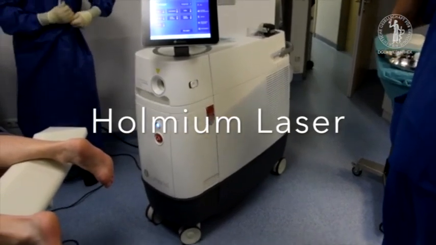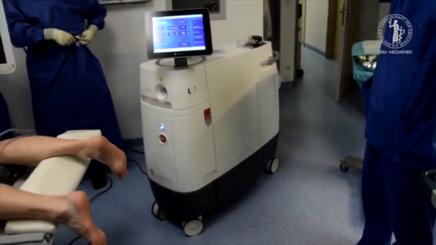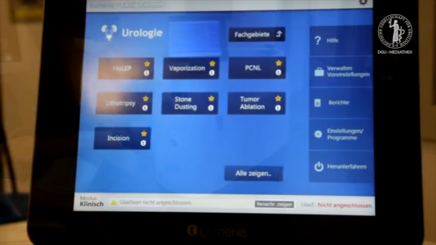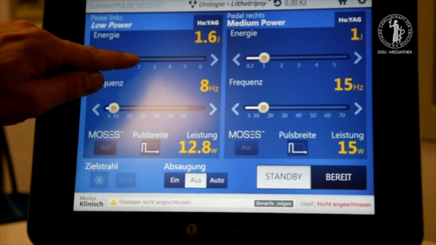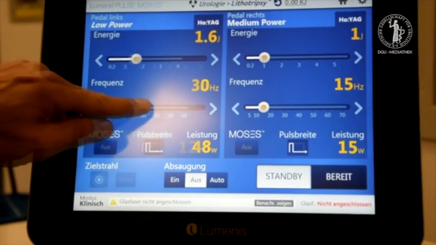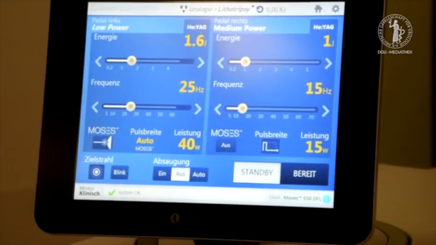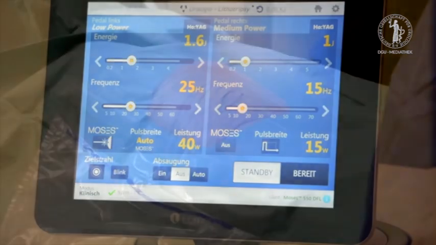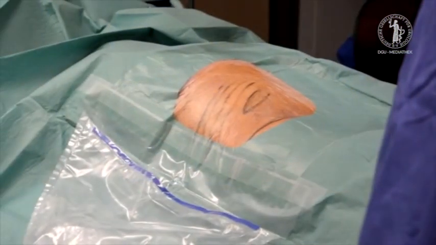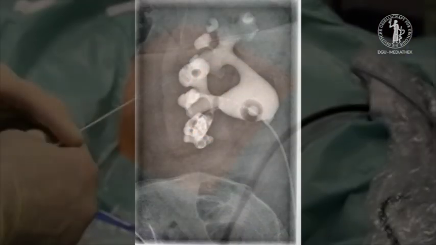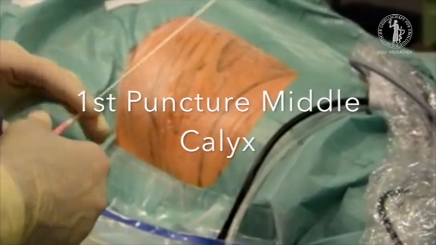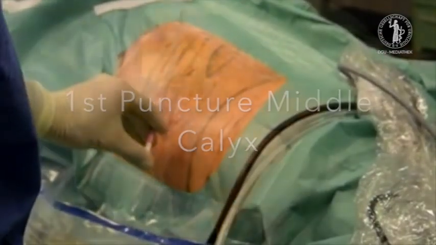A last generation luminous high power holmium laser with Moses mode was used for lithotripsy. The selection of a wide range of settings is possible and the Moses mode is an important development that improves energy transmission and reduces stone retropulsion. The renal collecting system is opacified by the injection of contrast agent through the catheter. A potential multi-tract access with 2 punctures was planned.